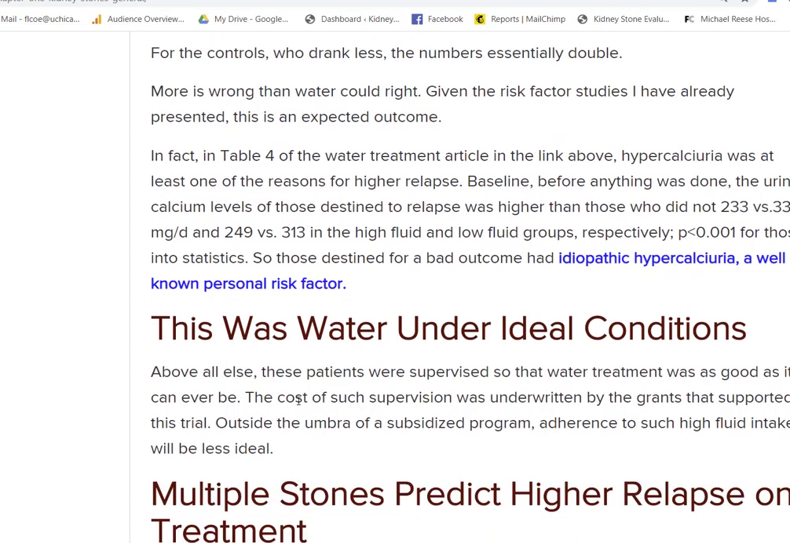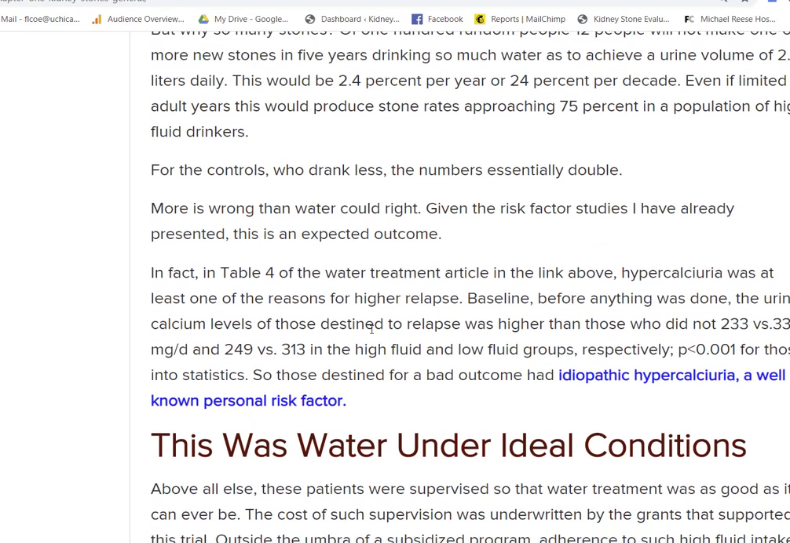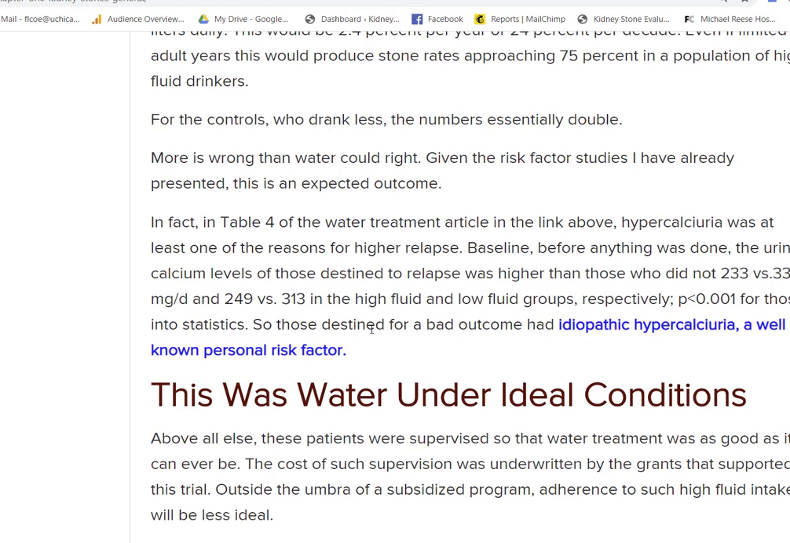Also note, this was very unusual conditions. There were nurses supervising. The cost of supervision was underwritten. Just to rely on a single modality in the outside world is going to give you a pretty high likelihood that people will lapse, and some will drop below the 1.8 or 2 liter threshold. It's probably not reliable even.